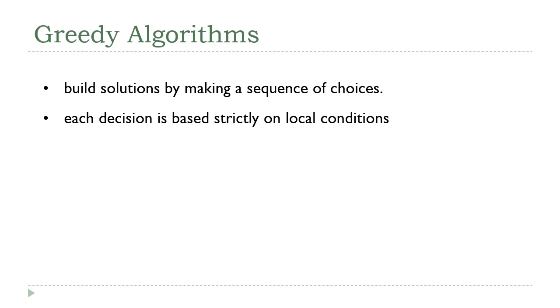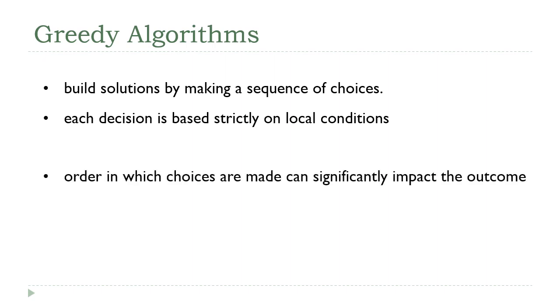A greedy algorithm has no capacity to look ahead and say, I know this is my best choice now, but if I make that choice, it's going to force me into situations down the road where I have to make some really bad choices. That's the sense in which this is greedy. It's very much in the moment. It has no way of looking beyond that. So some of the downfalls of greedy algorithms, and we saw this in our example: the order in which the choices are made can significantly impact the outcome.